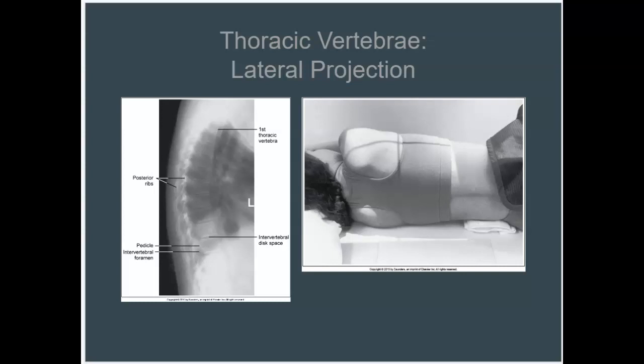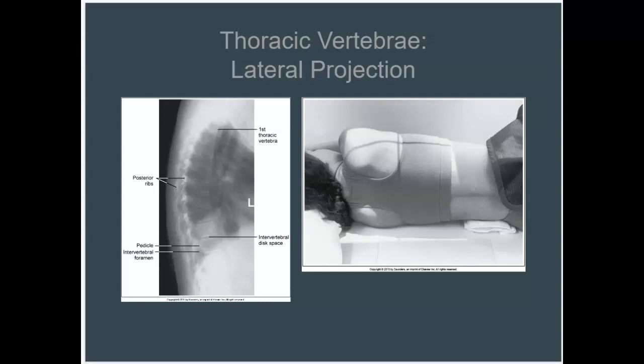Additional guidelines state that the humeri or the soft tissue are not seen obscuring the vertebra. The intervertebral disc spaces should be demonstrated as open. Vertebral bodies are demonstrated without distortion.